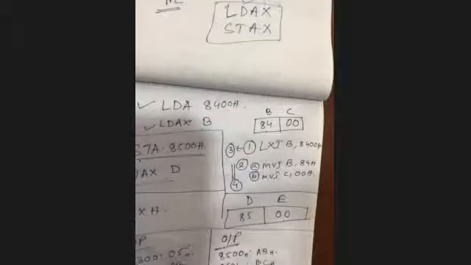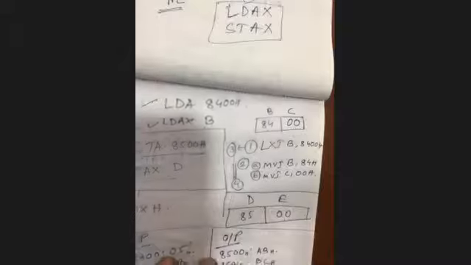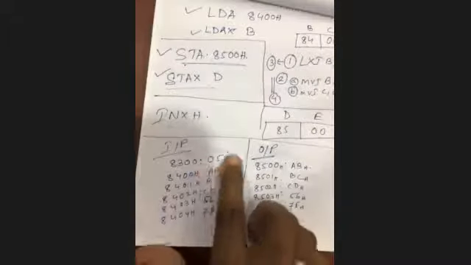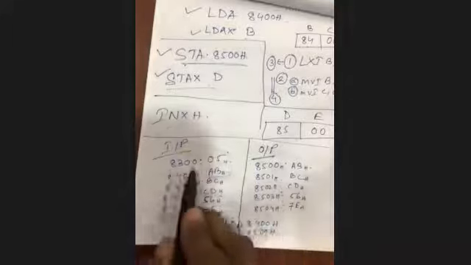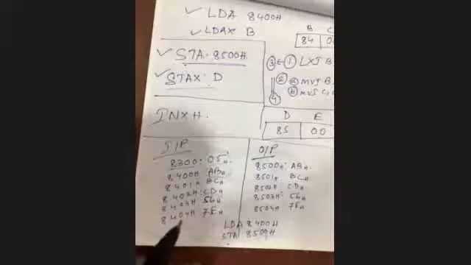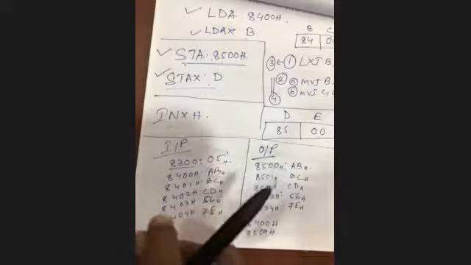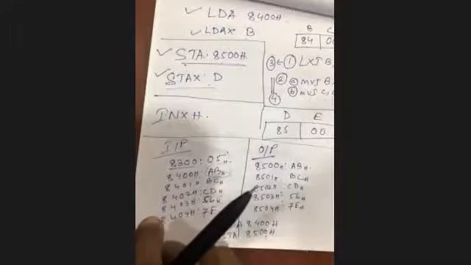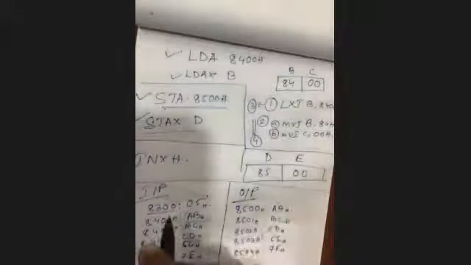Sir, how many times will this copy be done? 5 times. 5 times means the content of 8300. So this content of 8300 should be stored in a particular register, right? Yes, sir. So how do we copy this 8300 content into any register? What will be the instructions?